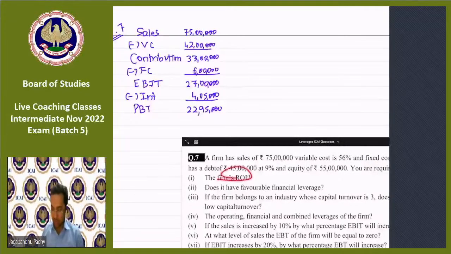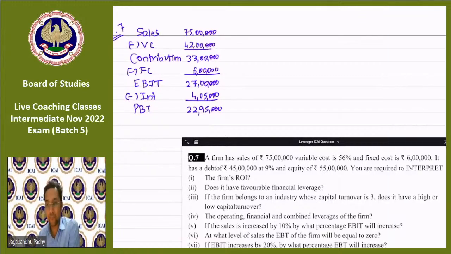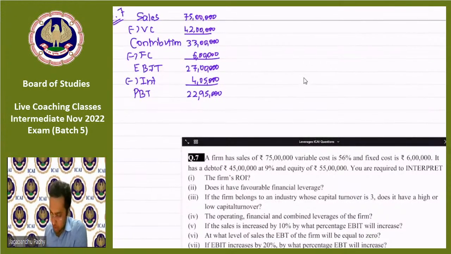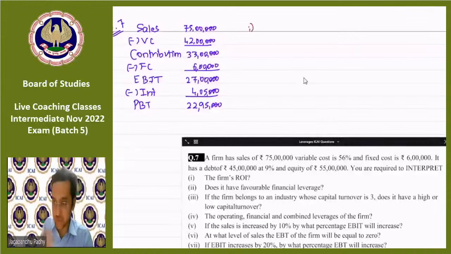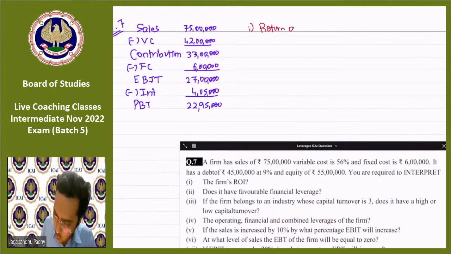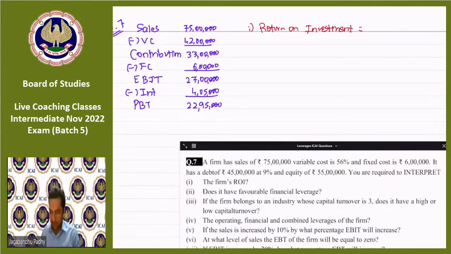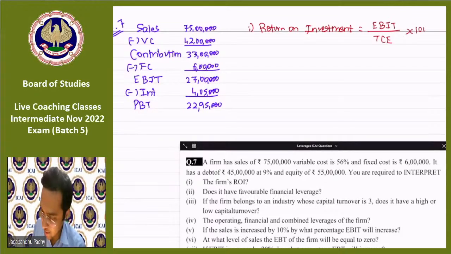Okay. So first we need: what is the firm's ROI? ROI stands for return on investment. So let's compute that first. When you say return on investment, how much is the firm really earning? There's no information about tax rate. So of course, the investment of the firm is the total capital employed. And on this total capital employed, you are going to earn EBIT, earnings before interest and tax, upon total capital employed into 100.